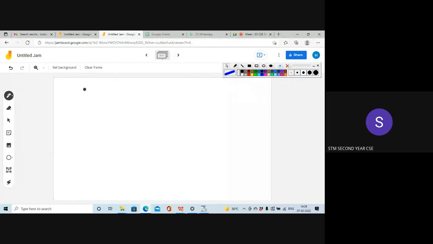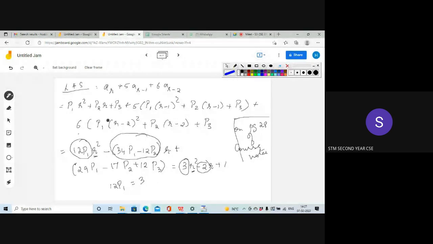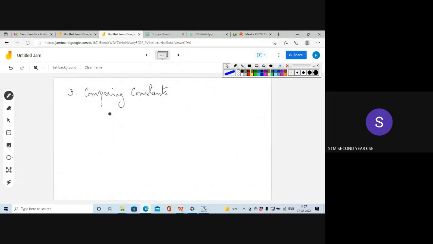Next, we are going to compare the constant terms, as we have only the constant terms left. So, comparing constants. The constant term here is 29 P1 minus 17 P2 plus 12 P3. We don't have any R terms here. If there are no R terms, it is constant, and that is equal to the constant term on the RHS, which is 1. So we are going to equate them together. Constants, that is 29 P1 minus 17 P2 plus 12 P3 is equal to 1.